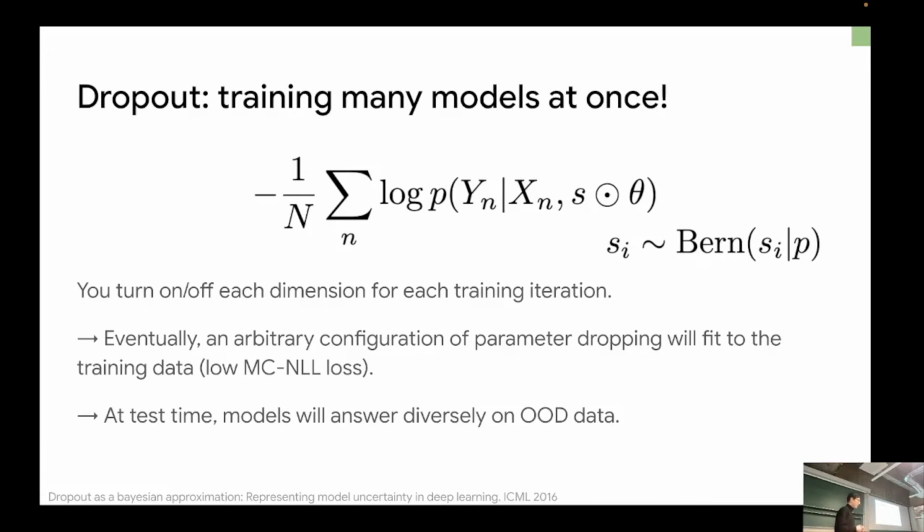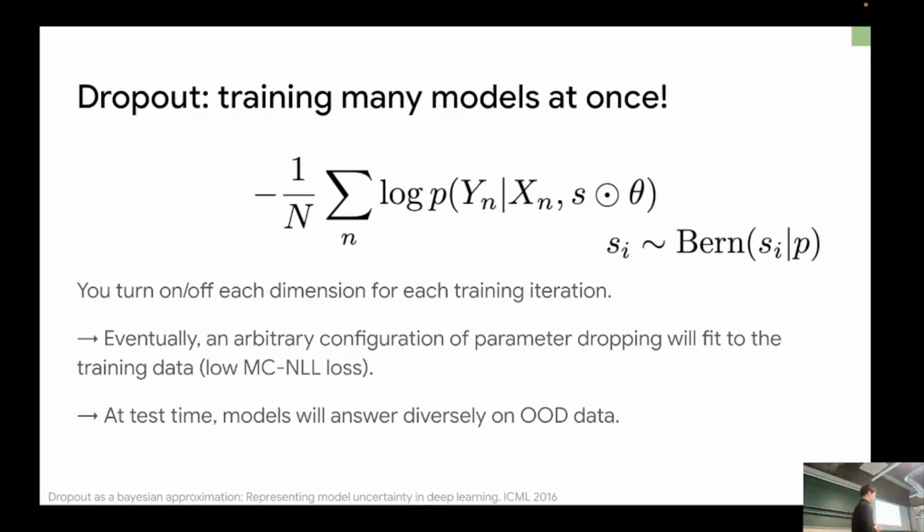So if you train with multiple possible configurations, then eventually you're trying to make sure that regardless of which weights are turned on, it's fitting the training data well. That's a very difficult thing to do, but in practice that seems to work. Regardless of which weights you turn on, they all seem to have very low loss on the training data. That's magical, but that happens.